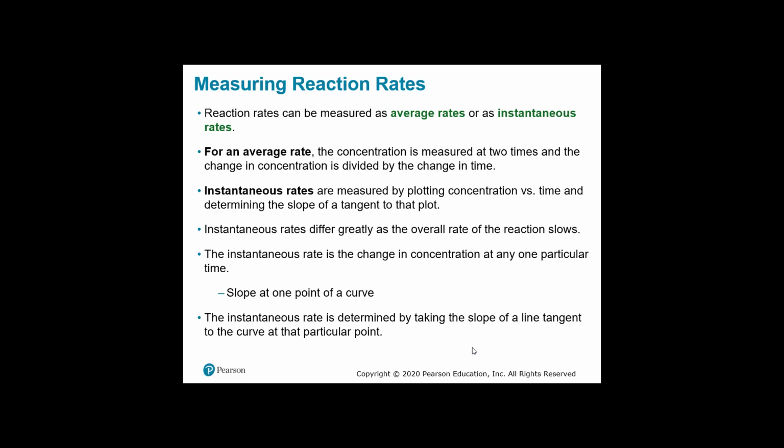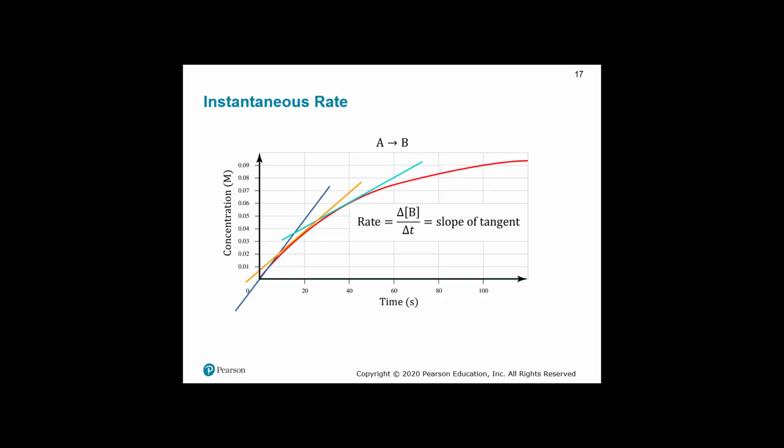So the instantaneous rate is the change in concentration at any one particular time. So we're looking at slopes of a curve. We have to graph in order to get this. The instantaneous rate is determined by taking the slope of a tangent line. So if we look at this, this is a tangent.